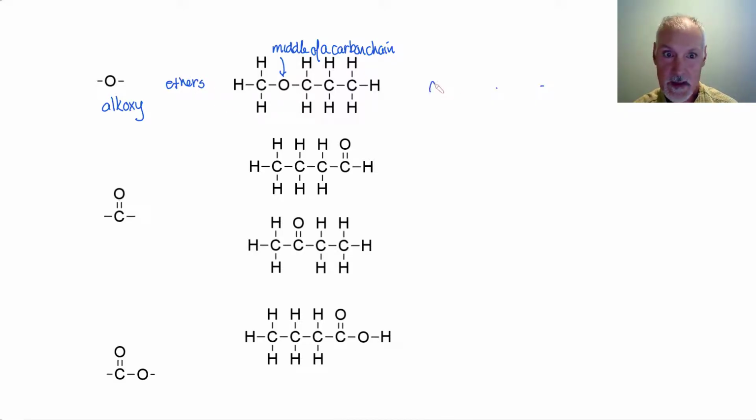Writing its condensed formula, CH3, then my oxygen, CH2, CH2, CH3. And as far as naming this particular chemical, this would be called 1-methoxypropane. And what gives this away is that oxy.